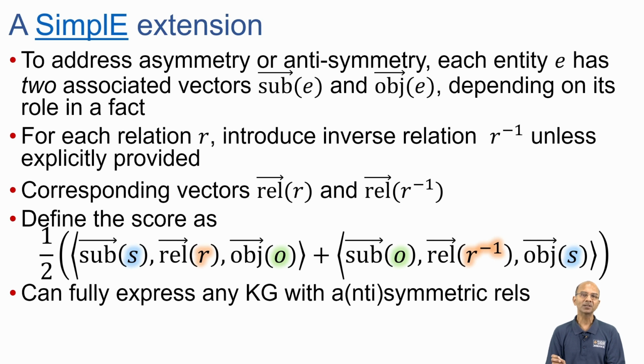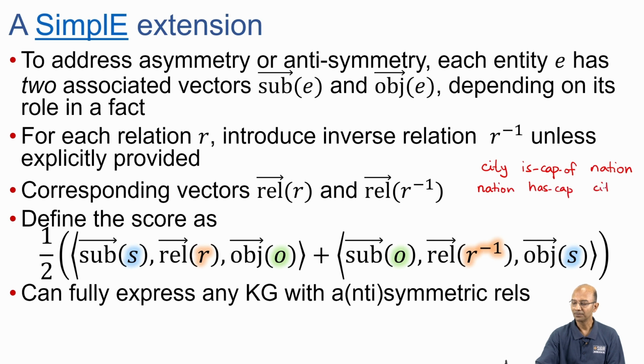Also, for each relation R in the database, we automatically introduce the inverse relation R minus unless it's explicitly provided. For example, if city is capital of nation is already part of the KG, then we automatically introduce the inverse relation nation has capital city. So, if this is R, that is R inverse. We don't need to worry too much about whether R inverse has already been explicitly provided or not. If accidentally the KG already has an R prime which is secretly the same as R inverse, all that will happen is that their embeddings will evolve toward the same embedding or representation. So, we can always feel free to even redundantly introduce the inverse relation into the database.